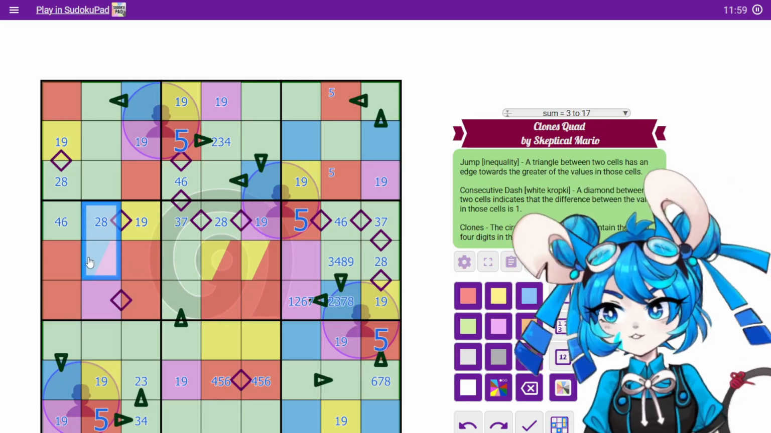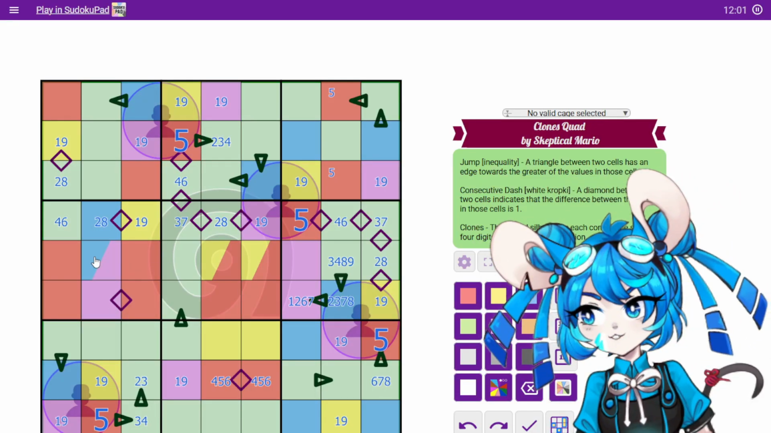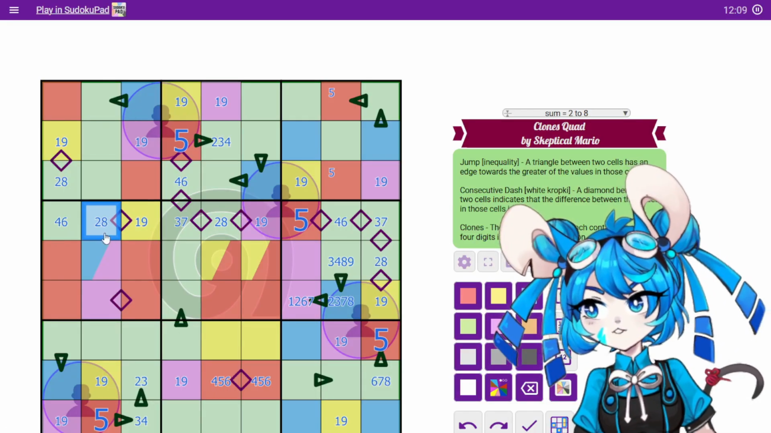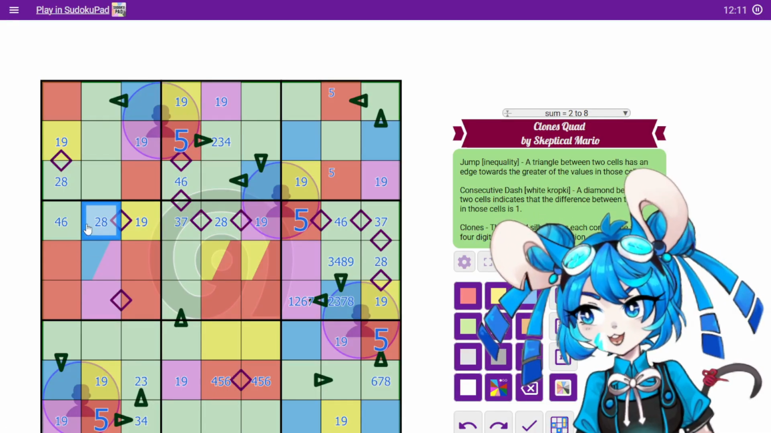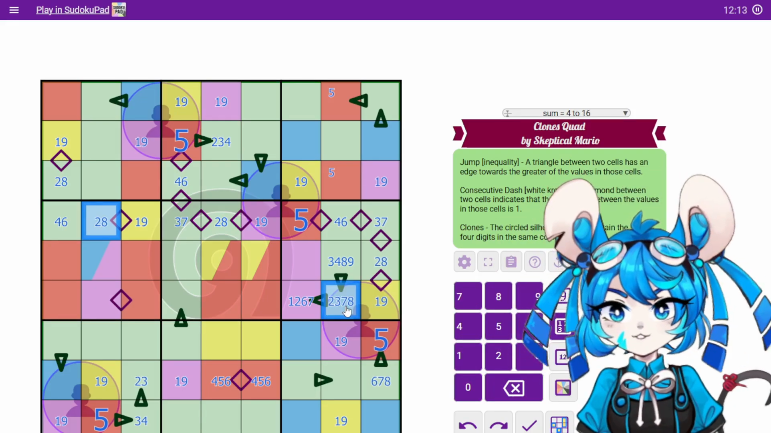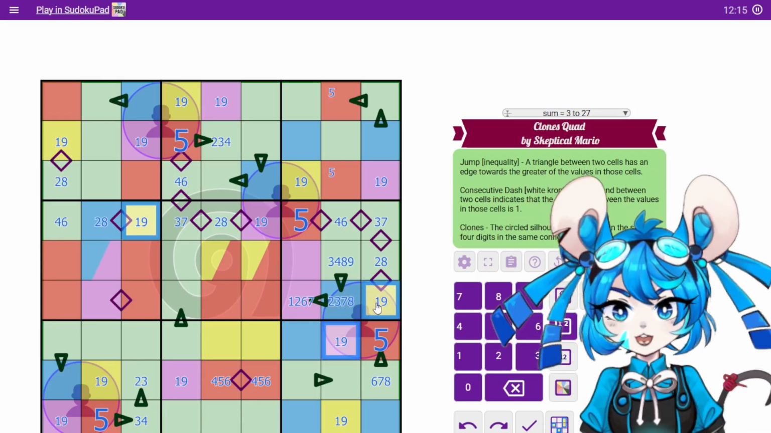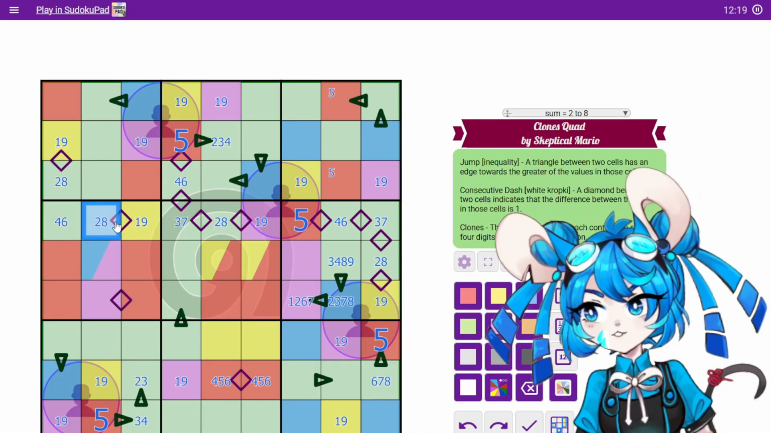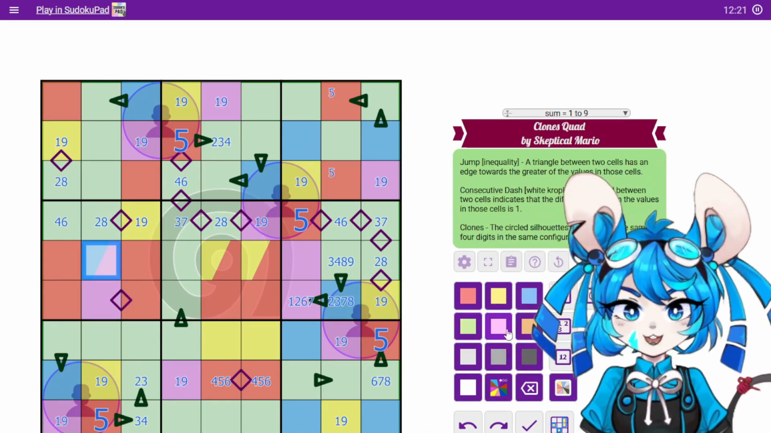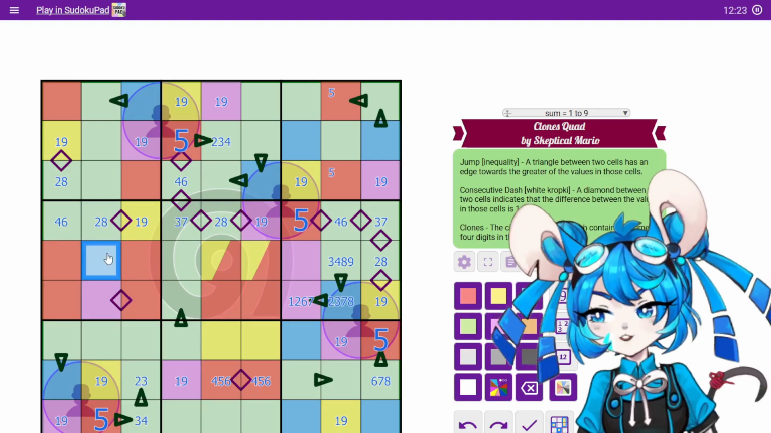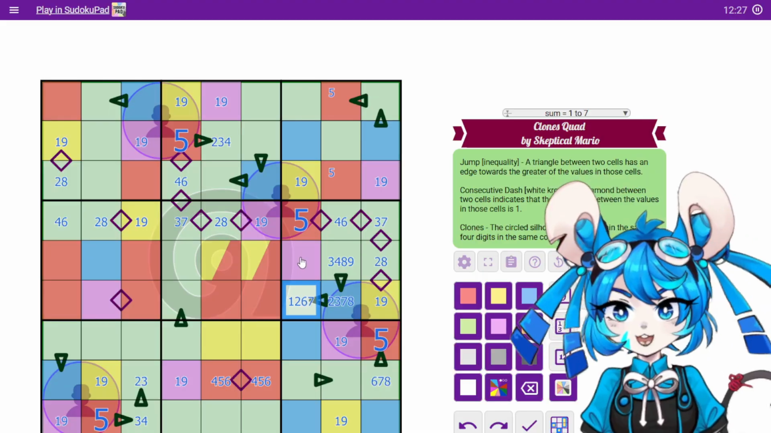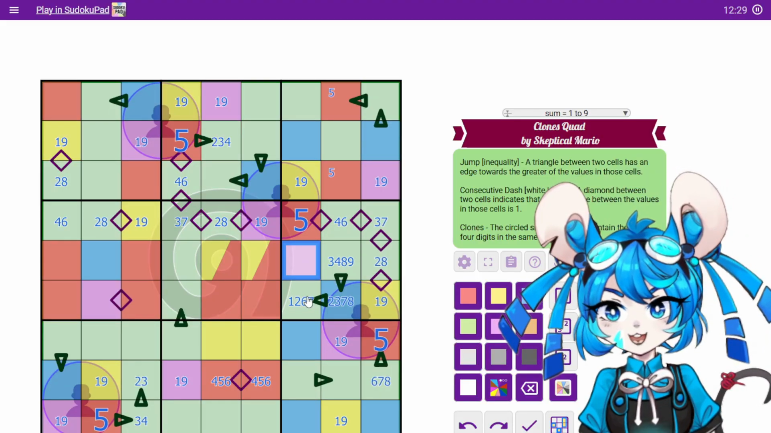Blue digit in one of these 2 cells. I don't think the blue digit can be here, because if this is, say, an 8, then this would be 9, but the 9 here would put an 8 here, so this cannot in fact be a blue cell. This is a blue cell. Pulling a pink cell out of this one, meaning this is a pink cell.